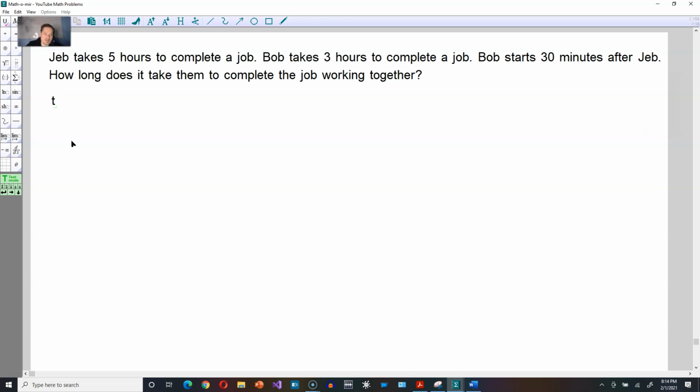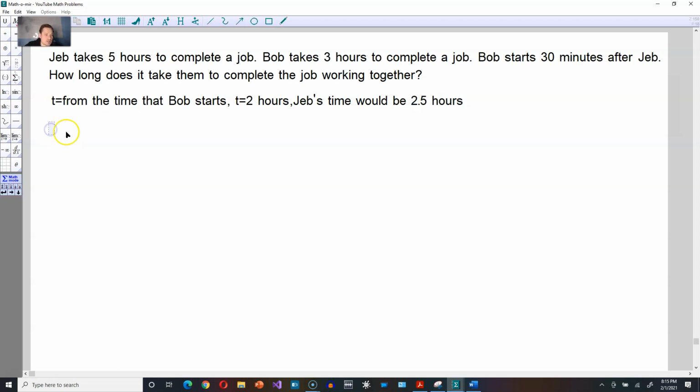So you have to define your variable t. It's going to be from the time that Bob starts. You have to modify this time for Jeb. Why? Because, for example, imagine that t is equal to 2 hours. To say Bob starts 30 minutes after Jeb is the same as saying that Jeb starts 30 minutes before Bob. Which means, assuming that Bob works for 2 hours as an example, then Jeb's time would be 2.5 hours because he starts half an hour before. In other words, you have to add half an hour to whatever Bob's time is.